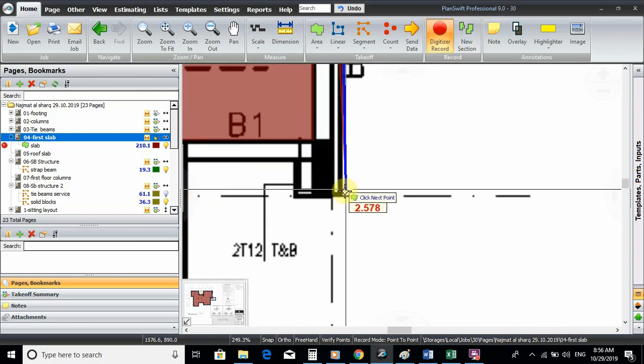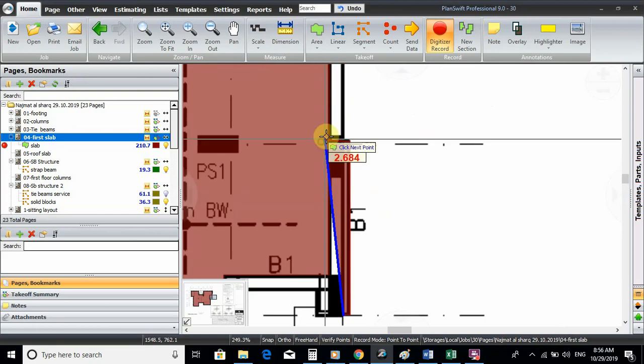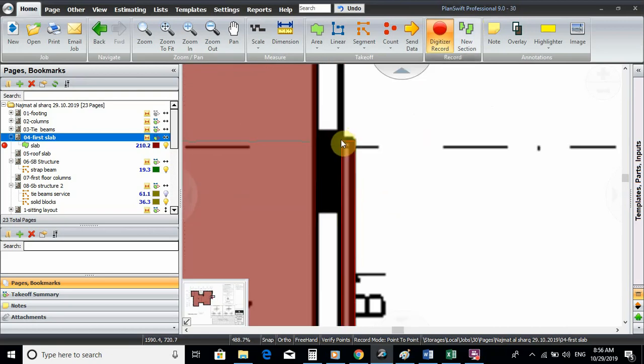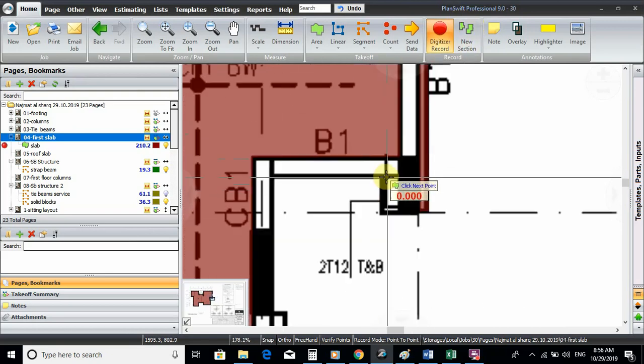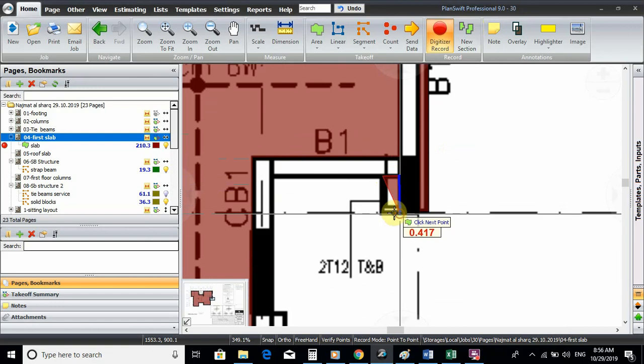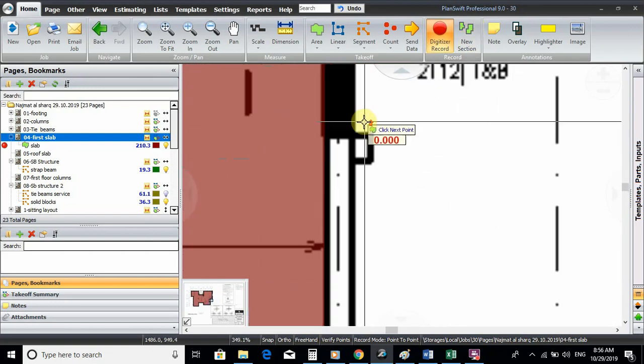Okay, I'll do it like this. This is like fractions, but we need it. We need it to make our calculations, because this will be casted with the slab, so we have to consider it.